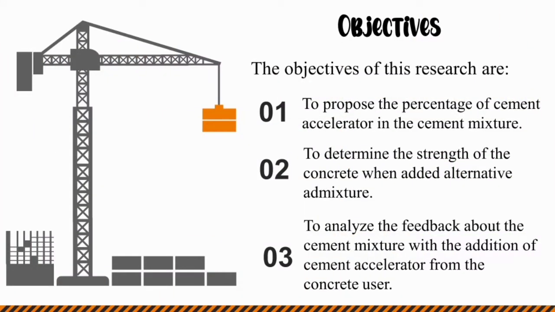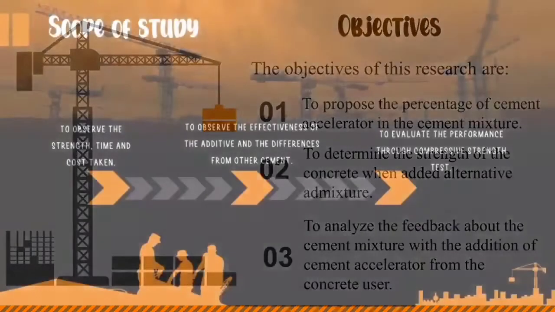05DKA19F1094. The objectives of our final year project are to propose the percentage of cement accelerator in the cement mixture, to determine the strength of the concrete when an alternative admixture is added, and to analyze the feedback about the cement mixture with the addition of cement accelerator from concrete users.